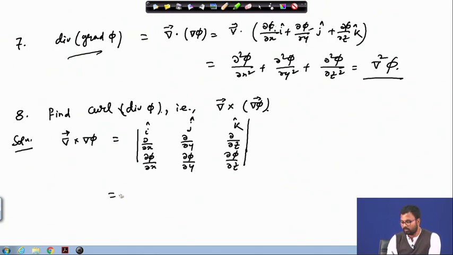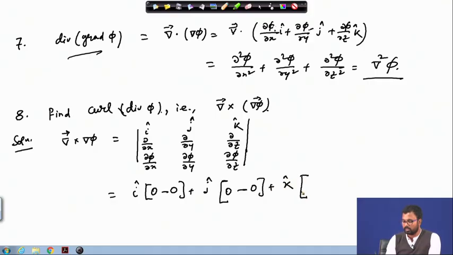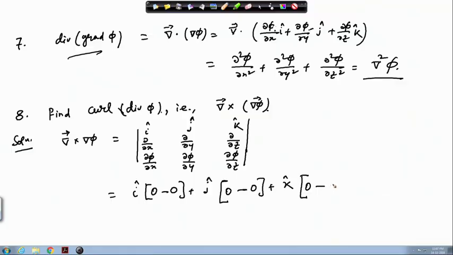If you expand this determinant, it will be i times del del y of del phi del z minus del del z of del phi del y, which is 0; then j times del del z of del phi del x minus del del x of del phi del z, again 0; and k times del del x of del phi del y minus del del y of del phi del x, which is 0. So, ultimately a 0 vector. That means curl of gradient of phi, regardless of what type of function phi is, will always be 0. It is always a zero vector.